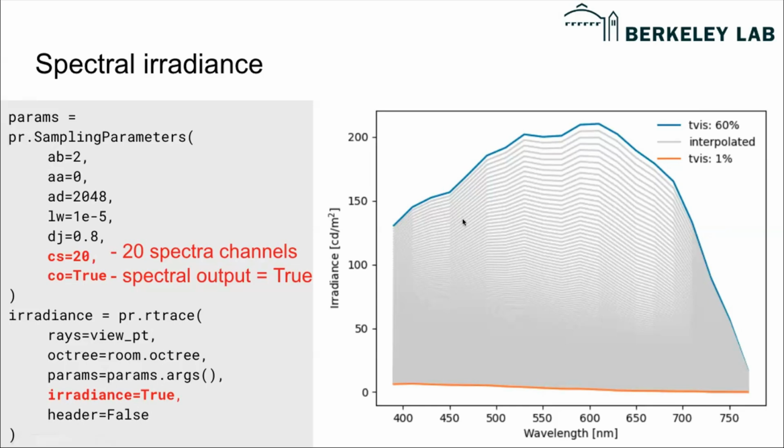So on the right, we are seeing on the blue curve, the TV 60% is going to dim all the way to the 1% noted by the orange line right here. And this plot is showing irradiance versus wavelength, and all the gray lines in between, we're going to interpolate them.